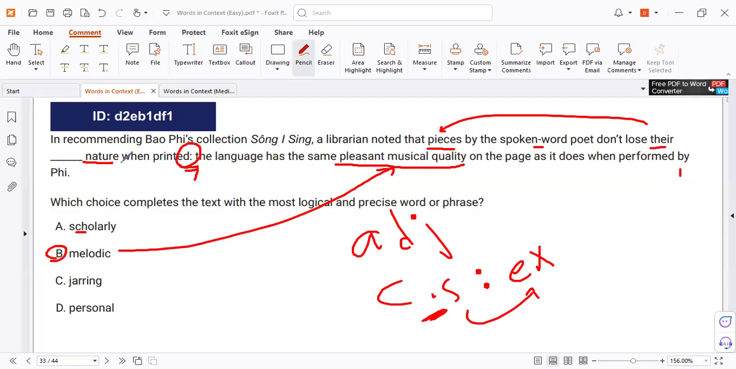Do we say that the pieces are educated? No. That's the point. How about a jar? A jar means opposite, something unpleasant. A jar means something bad, unpleasant, or discordant. Discordant. I told you cord means love. So discordant, bad. Something you don't love. How is opposite? So C is wrong. And we're not talking about personal nature, of course, because piece is not human. Yes or no? Yes.